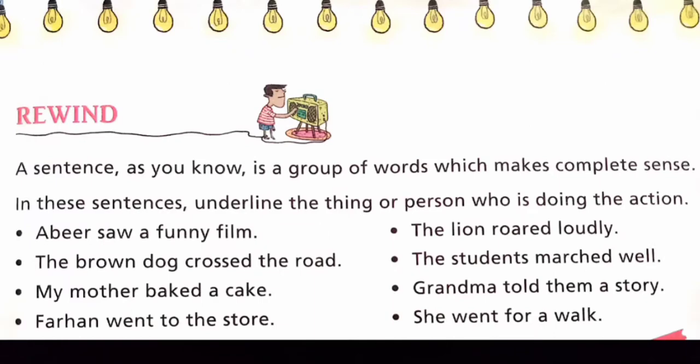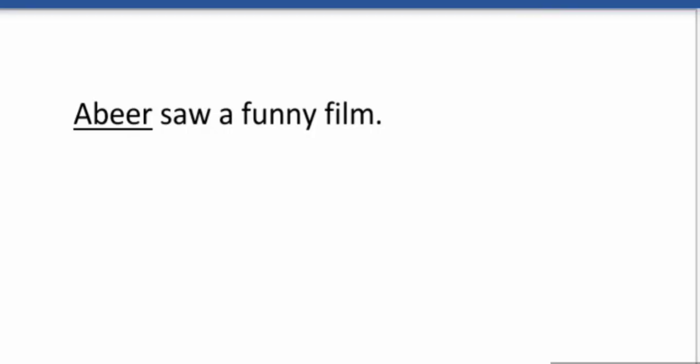Let us read these sentences together, and here you want to underline the thing or person who is doing the action. First sentence. Abir saw a funny film. Who saw the funny film? Abir. So you want to underline the person who is doing the action. So who is doing the action? Abir. Underline Abir.